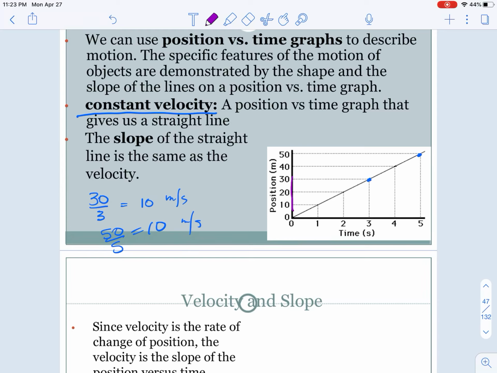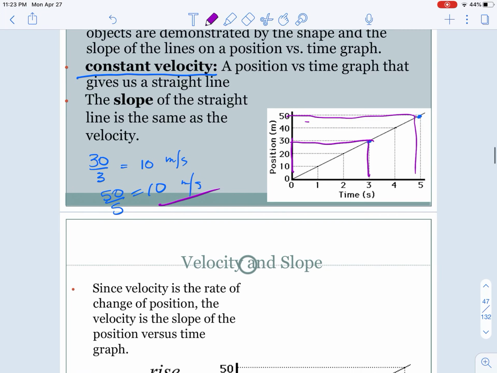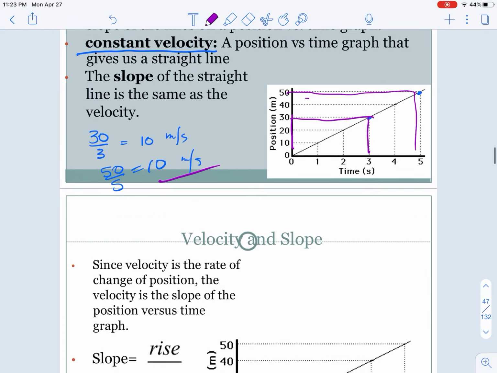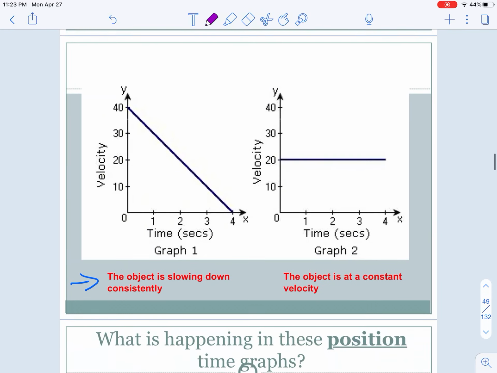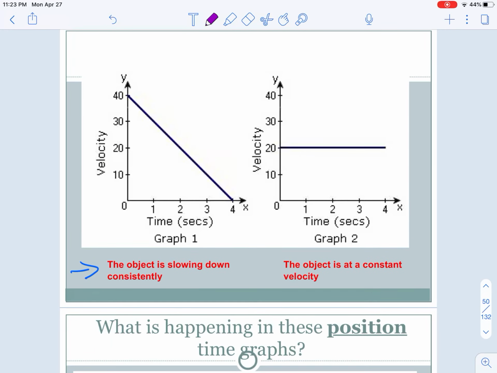The examples from here continue to practice this. So over here, it's just showing you no matter if you did the 30 over the 3 or the 50 over the 5, your answer is always going to calculate out to 10 meters per second. That's how fast this object is going in this graph.